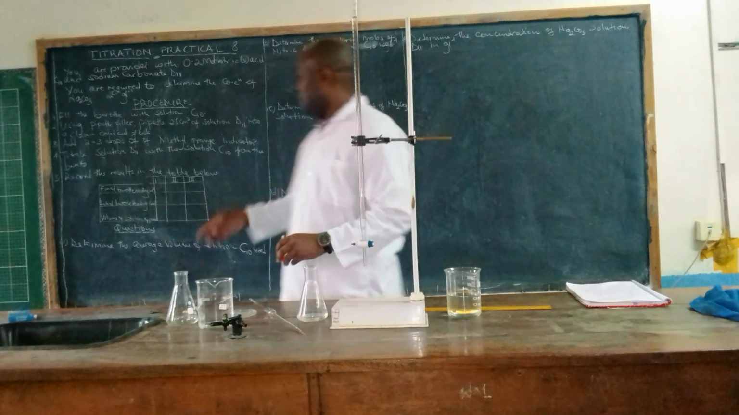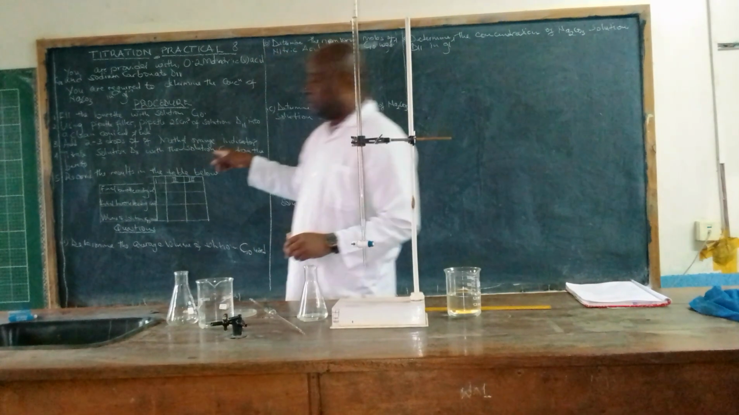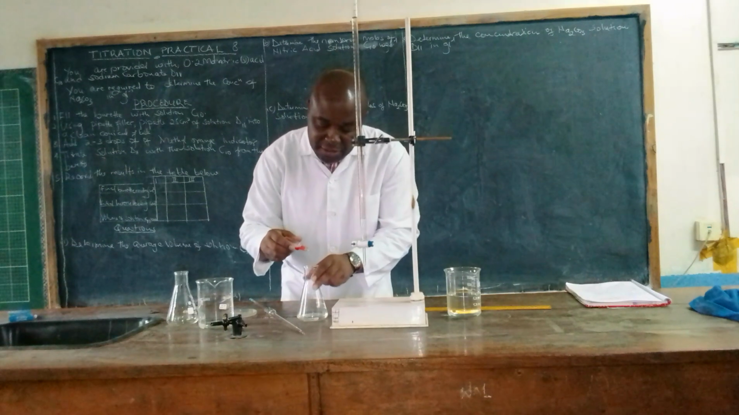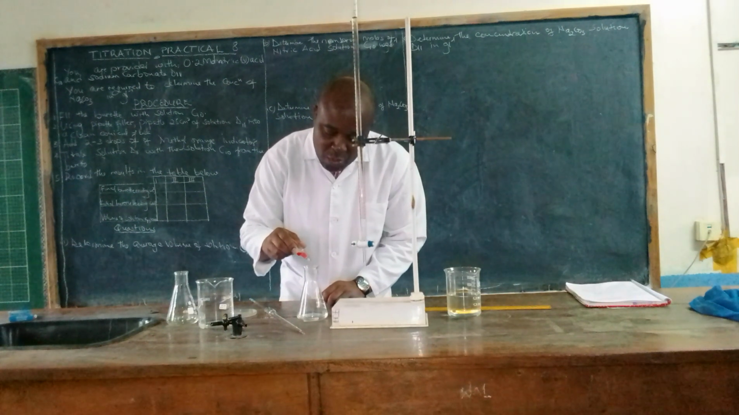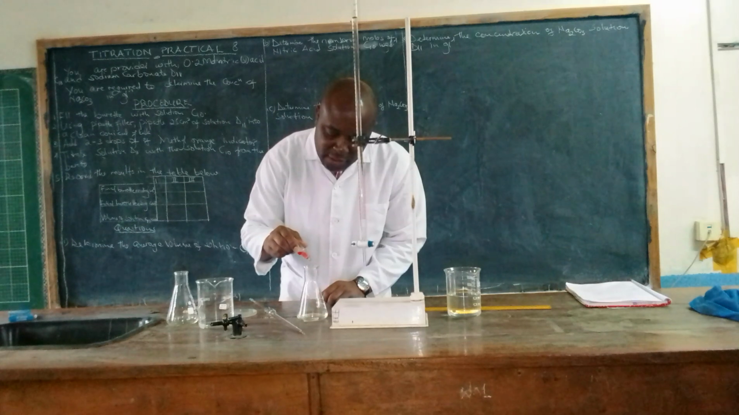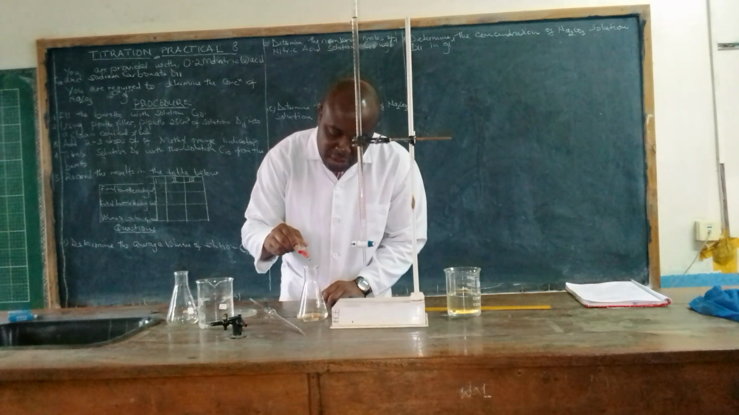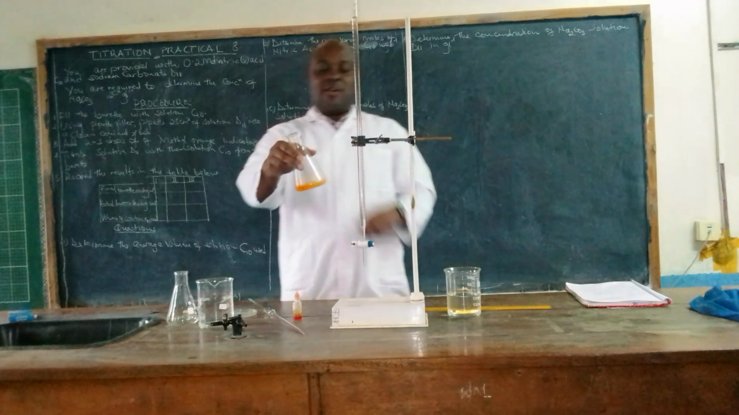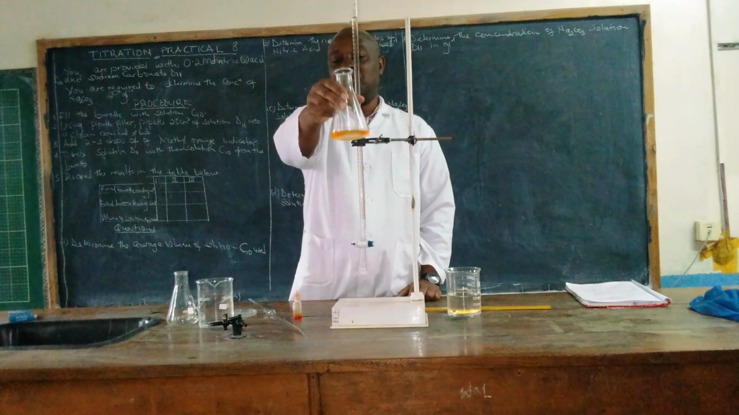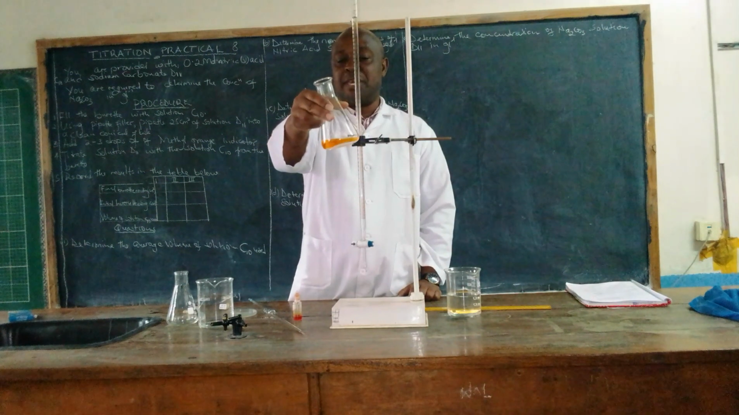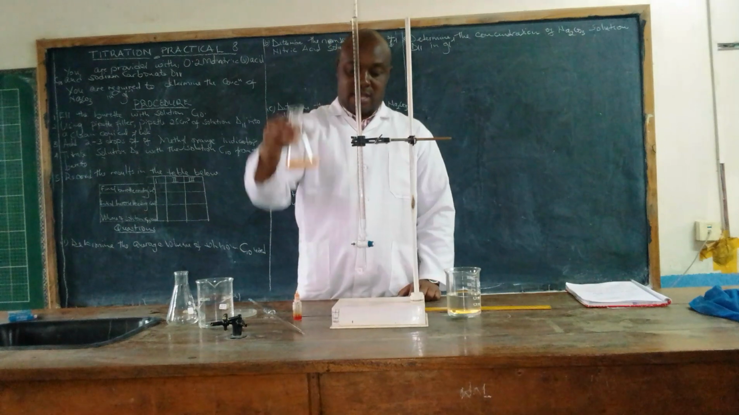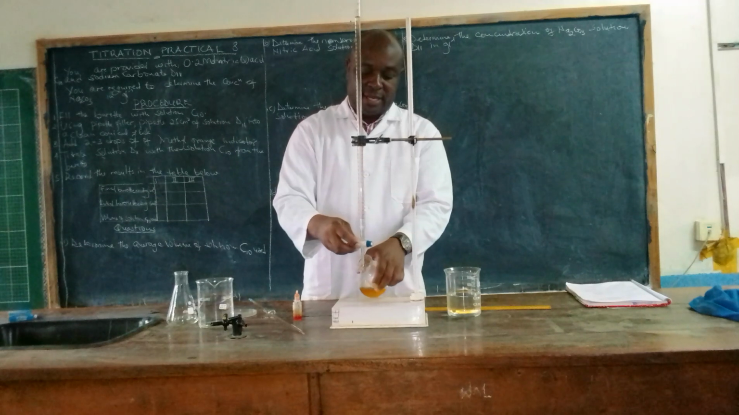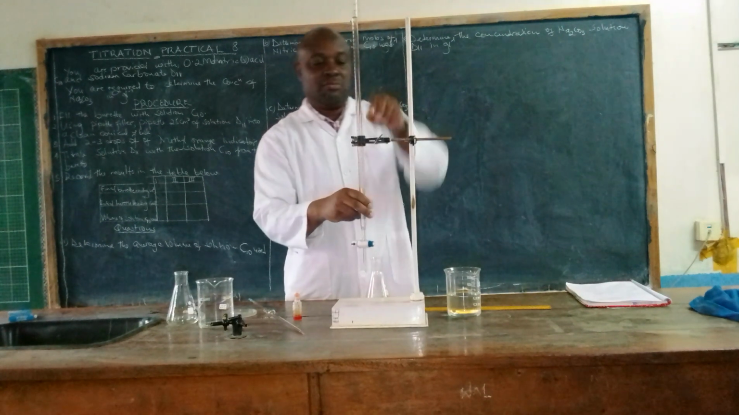Then from there, we have been instructed to put 2 to 3 drops of methyl orange indicator. So I'm putting 1, 2, 3. Now, as you can see, the solution appears orange. But it's supposed to change from orange to pink. So I'm putting it under the burette so that I can start titrating.